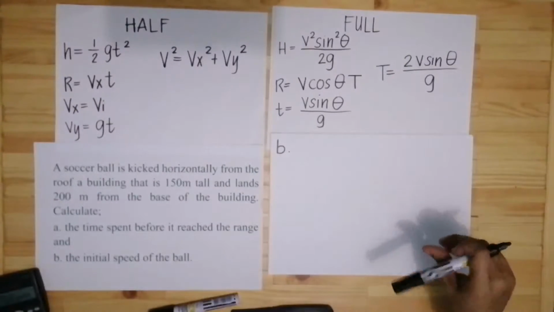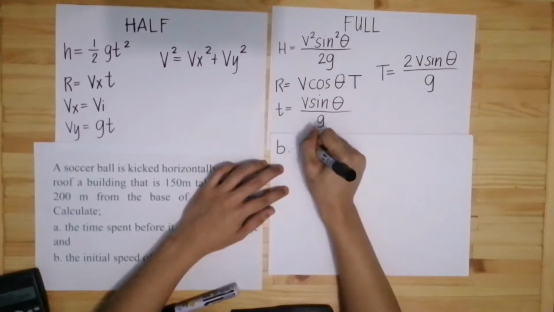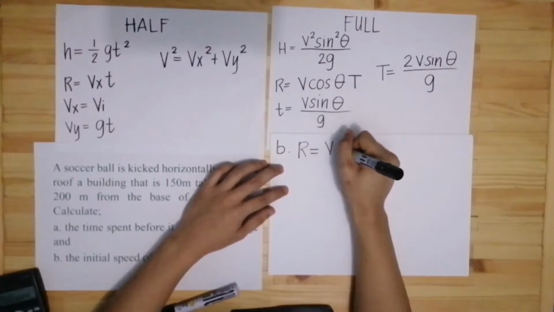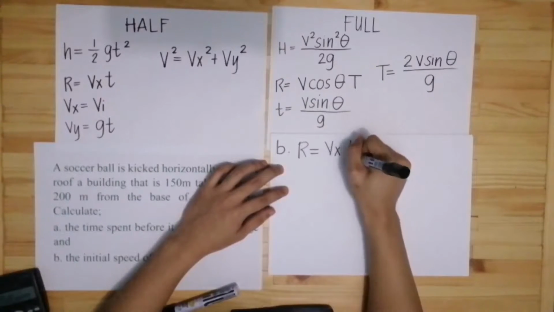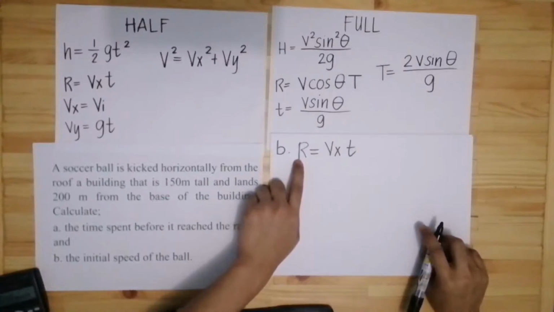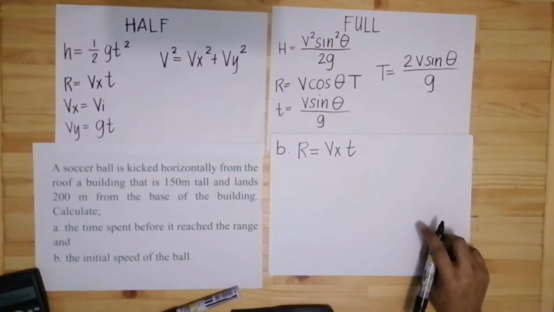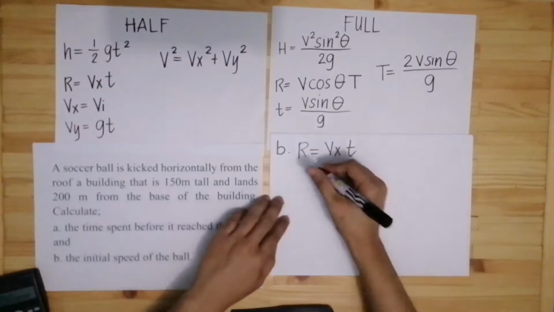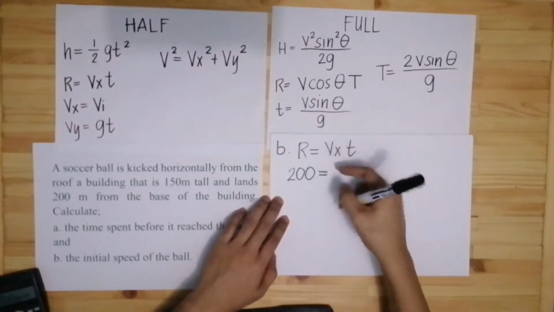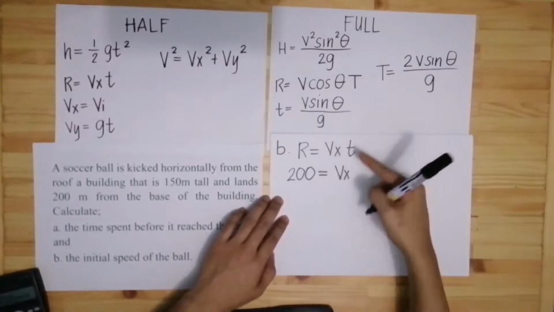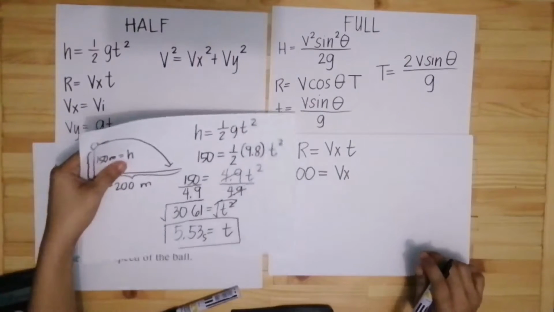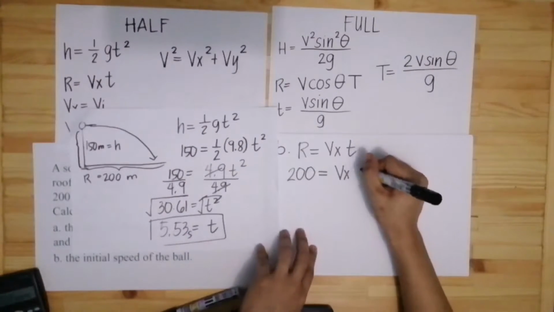So, paano ba makakuha yun? So, use the formula R equals Vx times time. Okay? Paano ngayon yan? Range is equal to ito, yung 200. So, 200 equals, yung Vx ay nawawala. Then, the time, we already computed for the time. That is equal to 5.53.